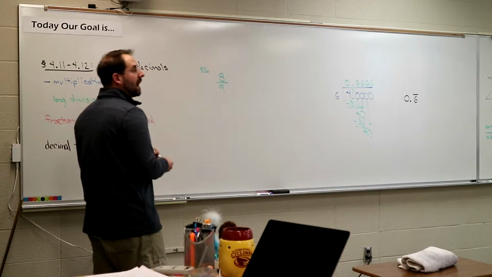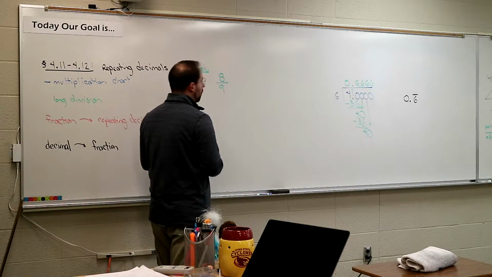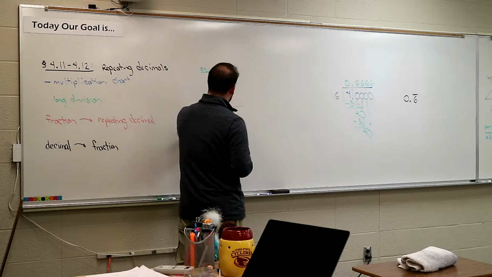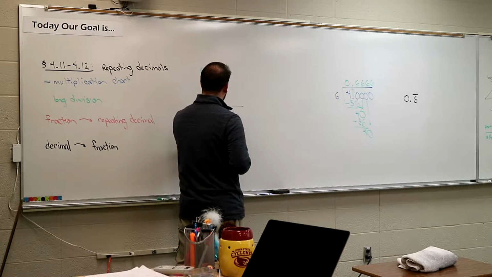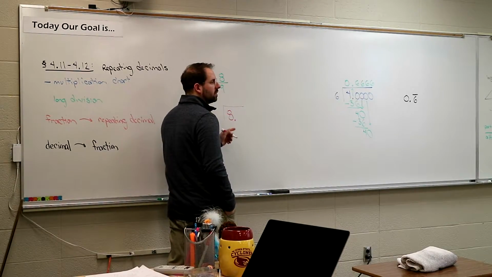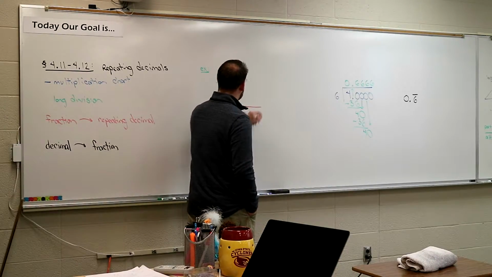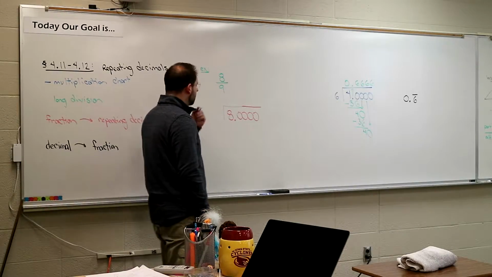So which number goes in the house? The bottom, 9? Nope. 8. 8 goes in the house. Now, what do we put after the 8? What have we been doing these last couple of problems? We put a bunch of zeros. I go about 3 or 4. That's usually what I do, if we need it. We may not. Looks like the first one we will.